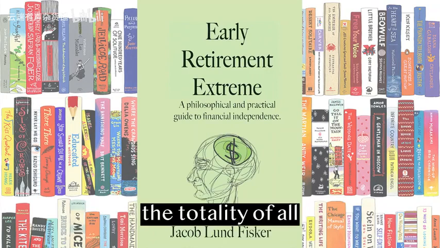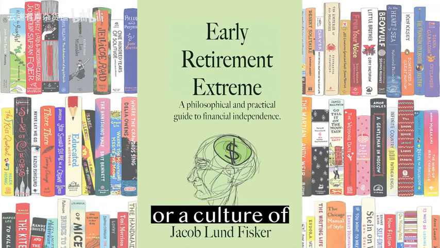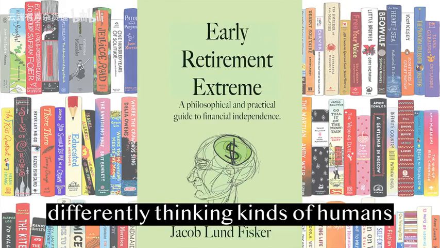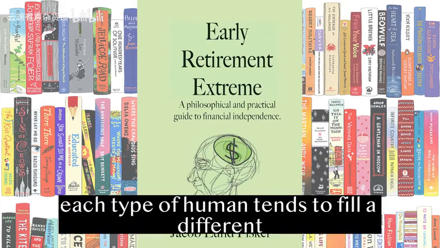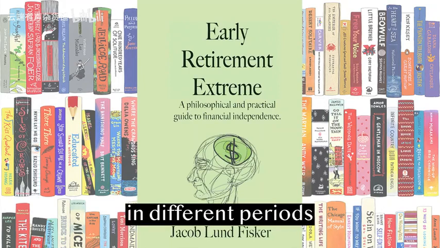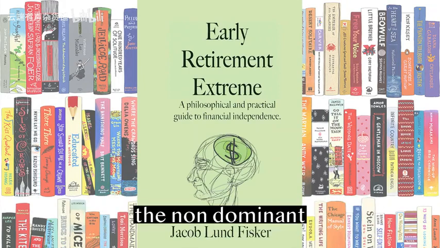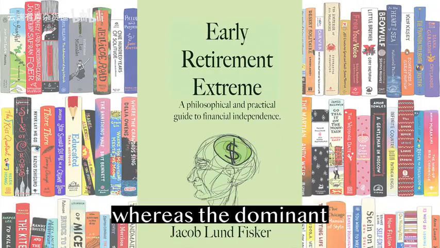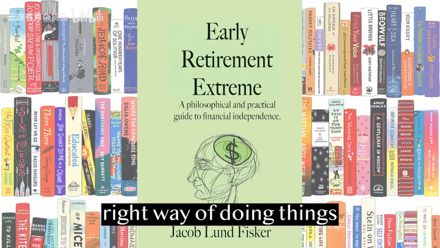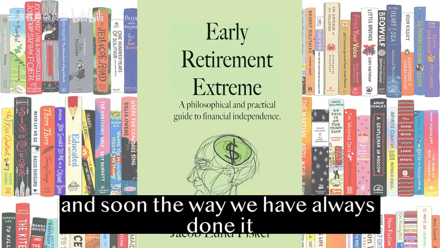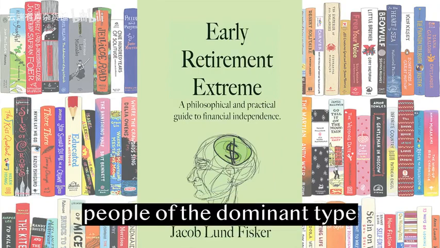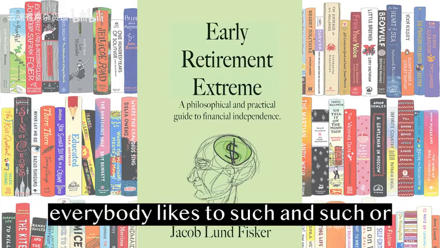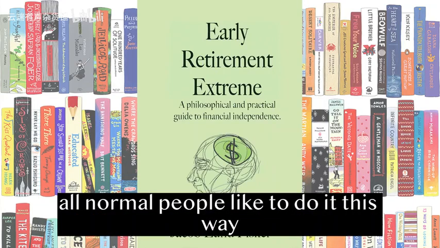The totality of all people forms an ecosystem or a culture of 4 interdependent types of differently behaving and differently thinking kinds of humans. Each type of human tends to fill a different niche of society. In different periods, different types will dominate the culture. The non-dominant types will be considered undesirable or unrealistic, whereas the dominant type will generally be considered the right way of doing things, and soon the way we have always done it. People of the dominant type effectively characterize the culture and will justify their actions by saying, everybody likes to do such and such, or all normal people like to do it this way.